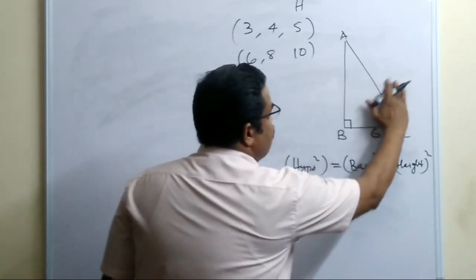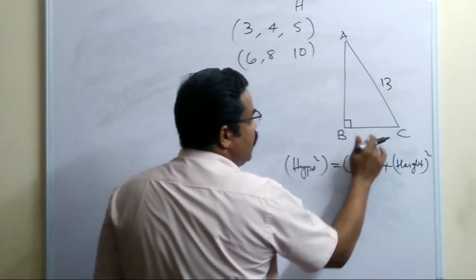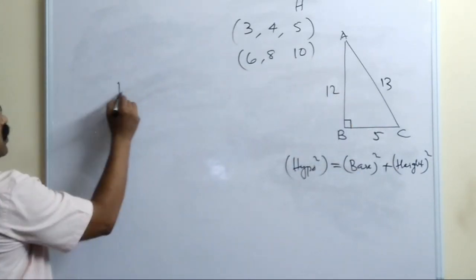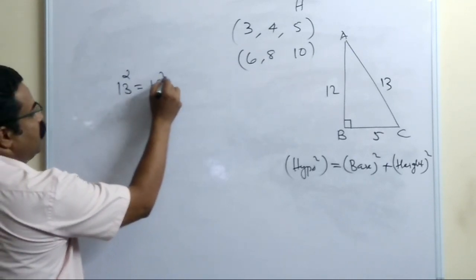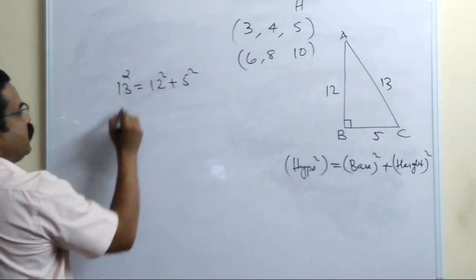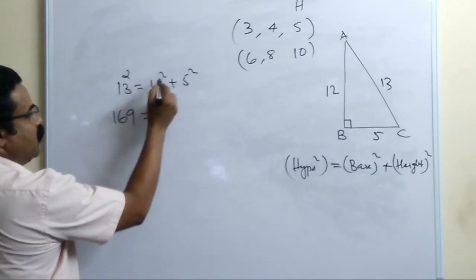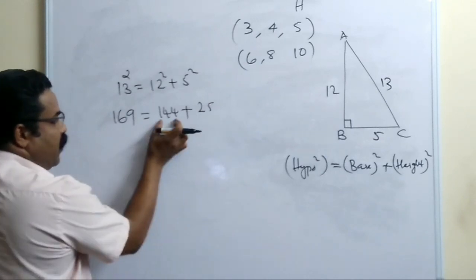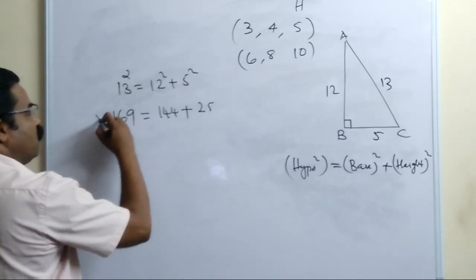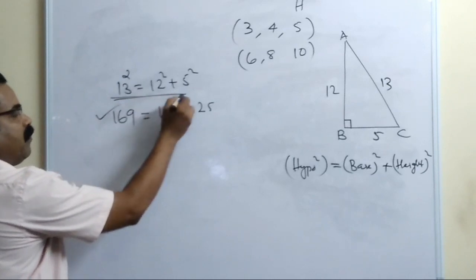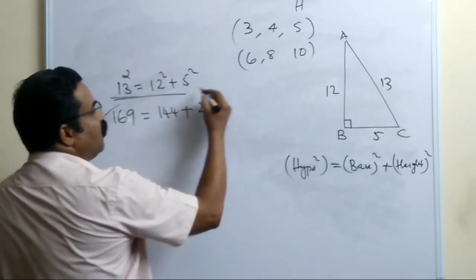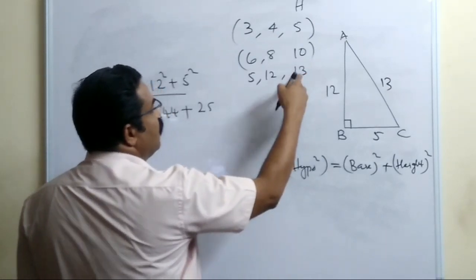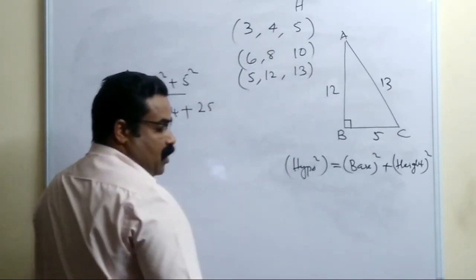Let me take this as 13, let me take this as 5 and this as 12. So what will happen? 13 square should be equal to 12 square plus 5 square. 13 square is what? 169. 12 square is what? 144. And 5 square is what? 25. So when I add 144 with the 25, I am getting 169. That means this will make a Pythagorean triplet. So I have got one more Pythagorean triplet, that is 5, 12 and 13. 13 being the highest number will be given to hypotenuse.